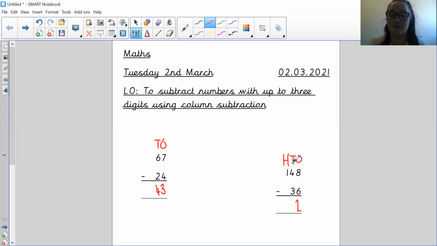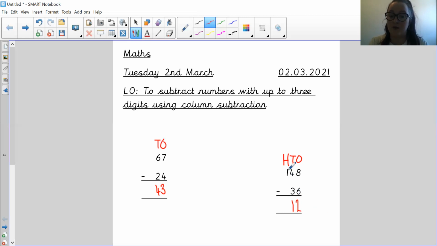Now, let's look at the tens column. So we've got 4 subtract 3. Now we know it's not 4, we know it's 4 tens or 40, and I'm subtracting 3 tens or 30. So I've got my 4 tens here, counting in tens, and I'm going to subtract 30. So 10, 20, 30. How many tens are left, Year 3? I've just got one little 10 left, haven't I? So let's add it there.